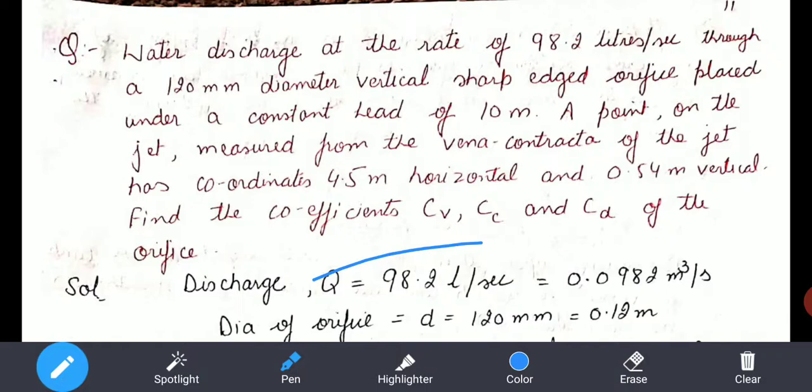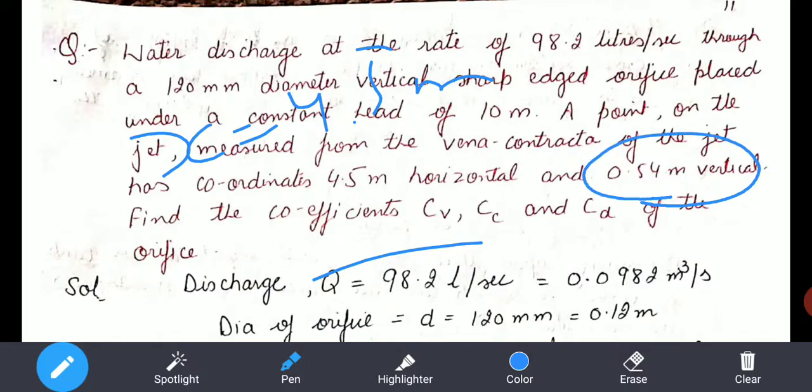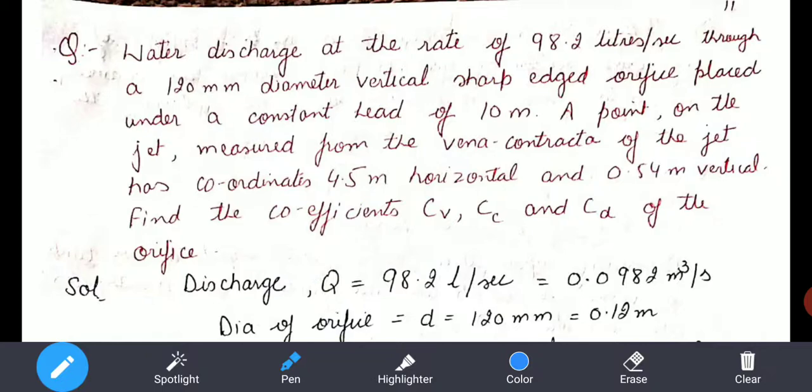A point on the jet, measured from the vena contracta of the jet, has coordinates 4.5 meter horizontal. It means the horizontal distance x is equal to 4.5 meter, and the vertical distance y is 0.54 meter. You have to find Cv, Cc and Cd. I told you in the jet method how to determine Cv.